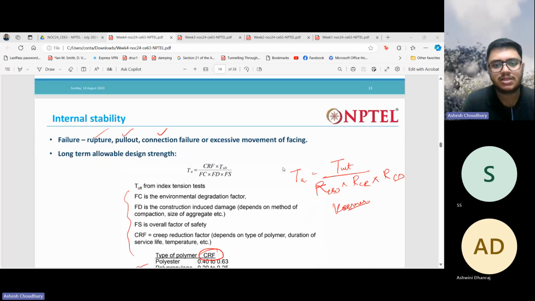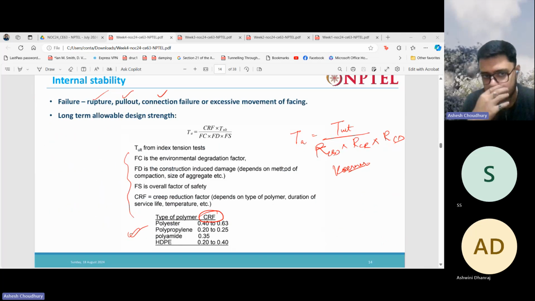All this was about the external stability, then you have the internal stability. The internal stability is nothing but two things we have to consider, right? One is the rupture and one is the pull out. Apart from that, the third important thing you need to consider is your connection strength, the connection between the facing and the reinforcement, which also should be strong enough. All these things contribute to the internal stability. So always you should check that there is no rupture failure, no pull out failure, and no connection failure.